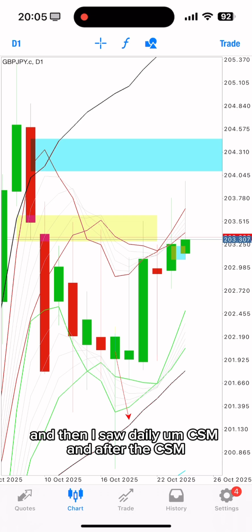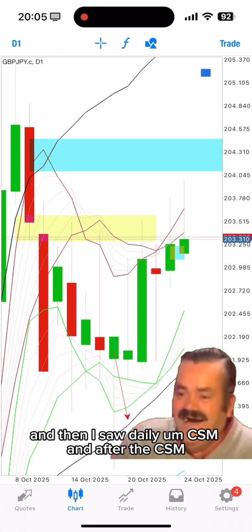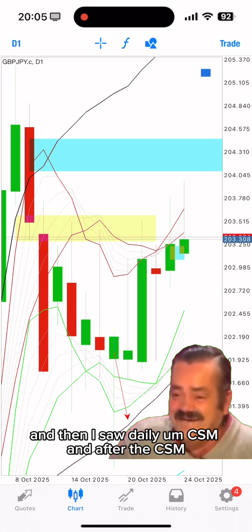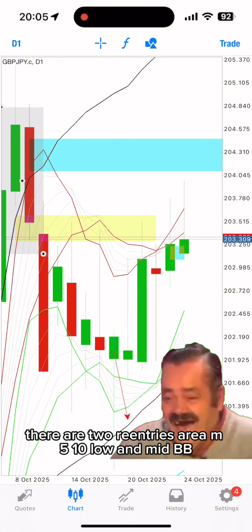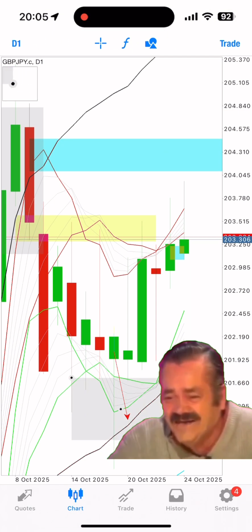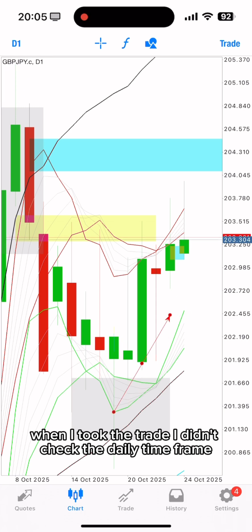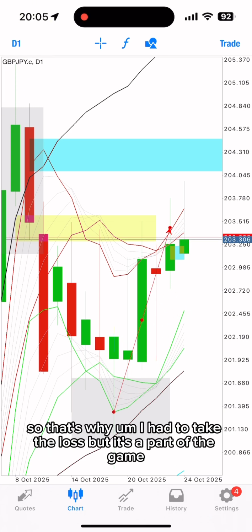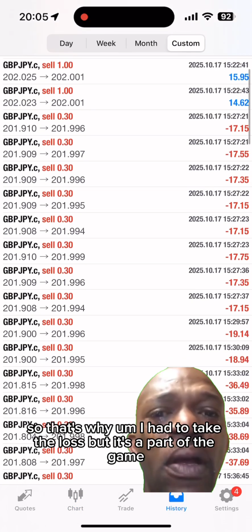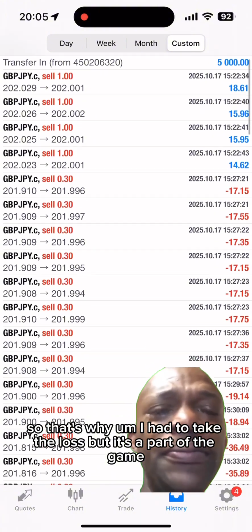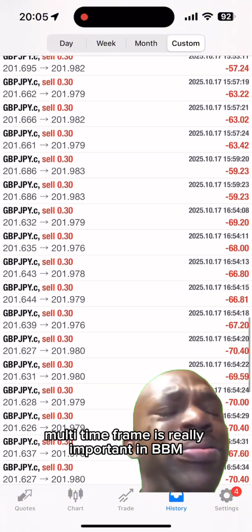And then I saw the daily CSM, and after the CSM there are two re-entry areas, MA510 low and mid BB. When I took the trade, I didn't check the daily time frame, so that's why I had to take the loss, but it's a part of the game. Multi-time frame is really important in BBMA.